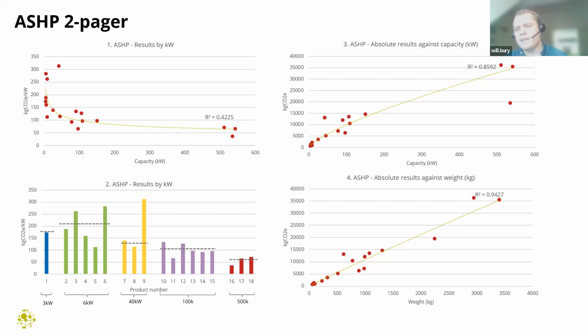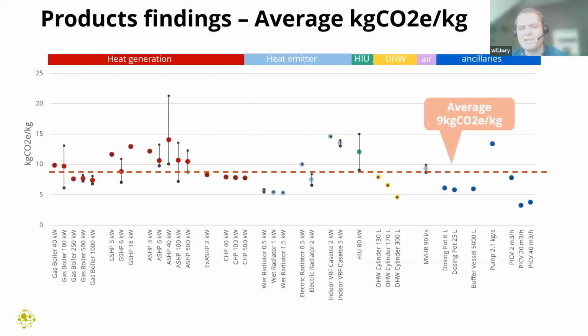Now, it can be quite useful. If you're just trying to do a really high level calculation, you can just understand the weight of your MEP system and find, in the next slide, there's an average embodied carbon per weight of 9 kilograms of CO2 per kilogram of MEP equipment.